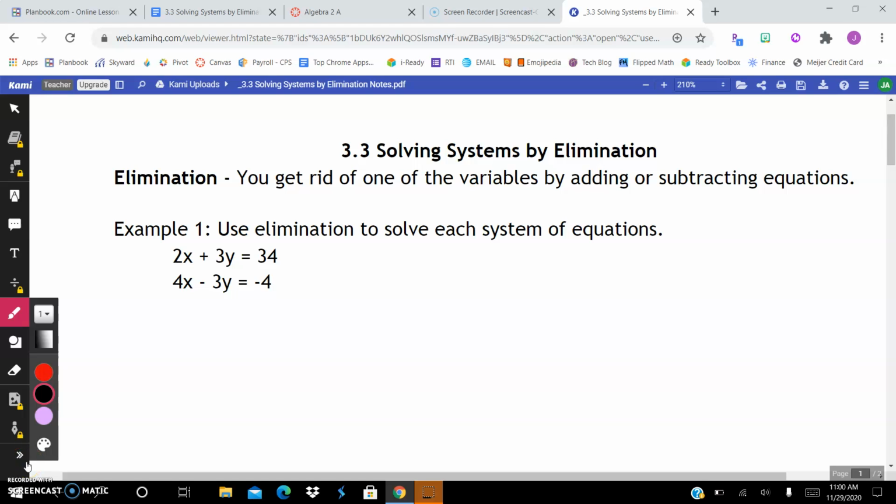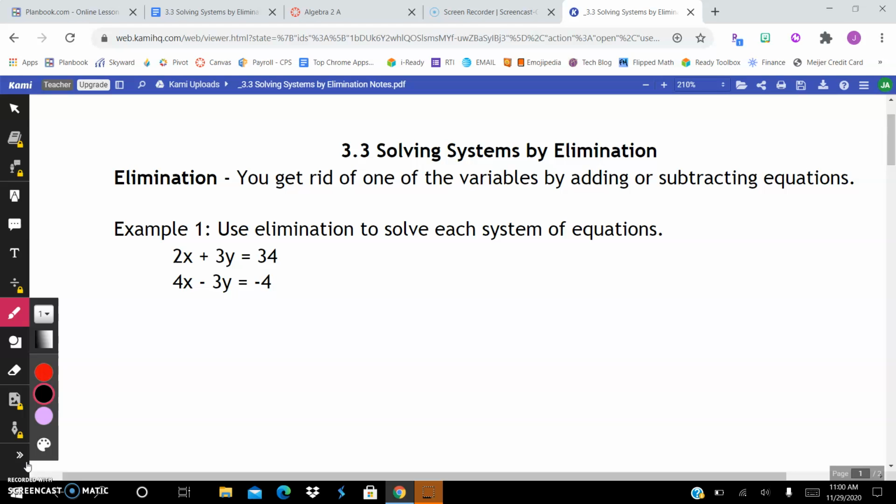For our third way of solving systems, we are going to learn about elimination. Elimination is where we get rid of one of the variables by adding or subtracting the equations. So you have an option of whether you want to add or subtract, and I'll show you how to decipher how to choose that.